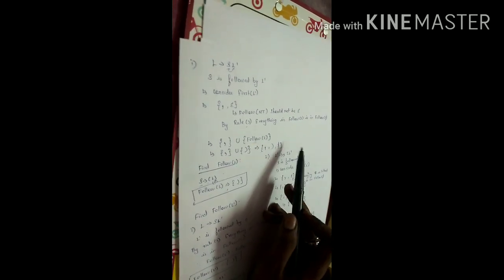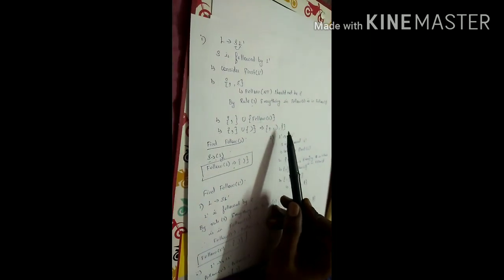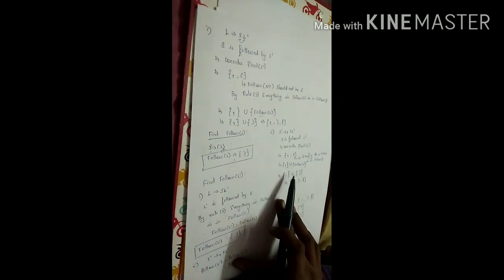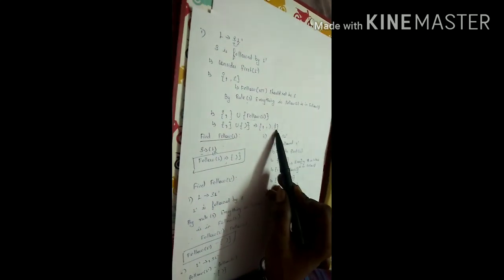Then you have to add dollar symbol, because here S is the start symbol. If S is the start symbol, you have to add dollar to the follow of S. So you will get comma, close bracket, and dollar symbol.